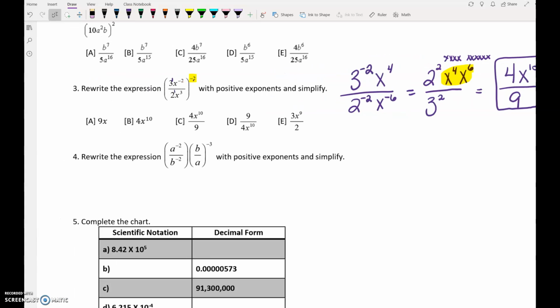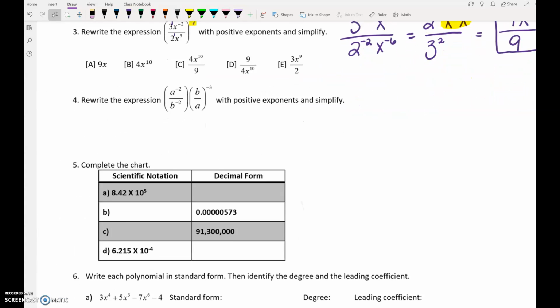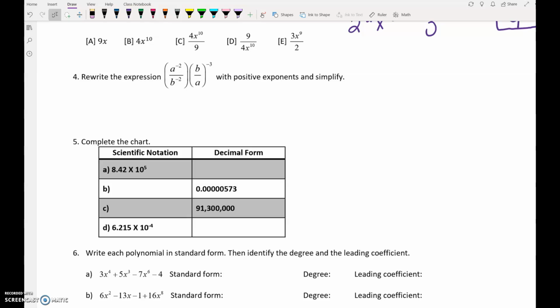The next one that we should go over is number 5. The big thing that you need to remember with scientific notation is that positive exponents on that 10 are really, really big numbers. And negative exponents indicate tiny, tiny little decimal numbers.